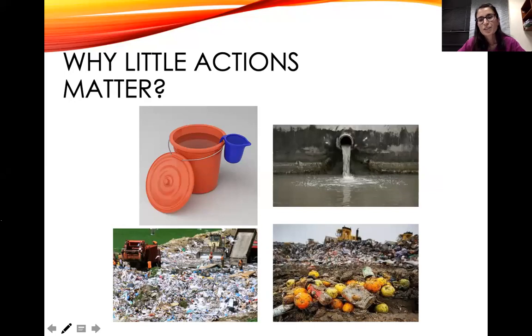So why do little actions matter? Because if I have a mug of wastewater and I put that into a bucket of clean water, I'm basically turning this whole thing into wastewater. And that's why it's important that I don't put this mug of wastewater into the bucket, because then the wastewater has just increased in volume. And that's exactly what we are doing with all the practices.